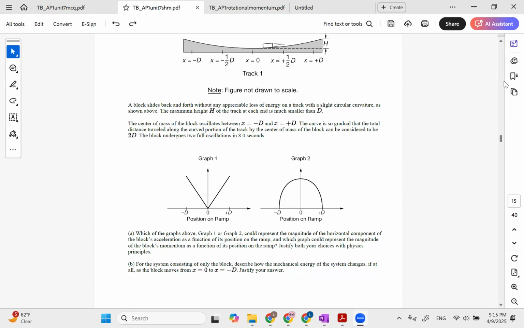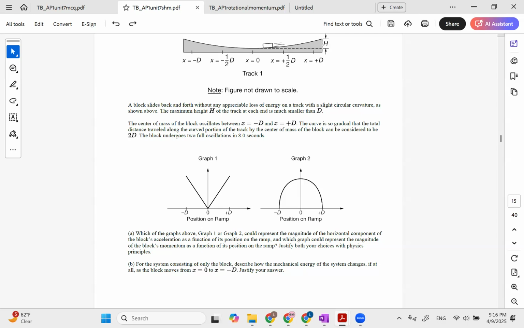Two. What do you mean? You have a graph to represent the horizontal component of the block's acceleration. Is it graph two? I don't think it's graph two. I think it's graph one.